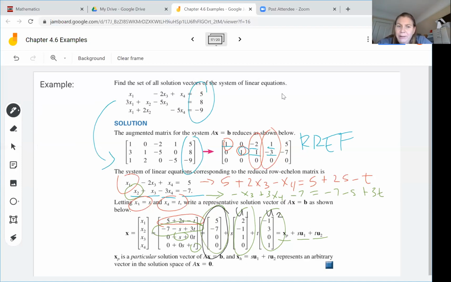So xp is known as a particular solution of Ax equals b, and then our x homogeneous is the second part, s times u1 plus t times u2, and that represents an arbitrary vector in the solution space of Ax equals 0. We say it's arbitrary because s and t are free variables. You could have any values there for them.